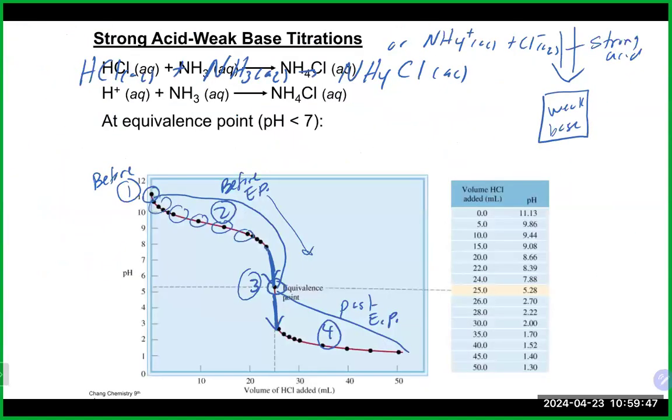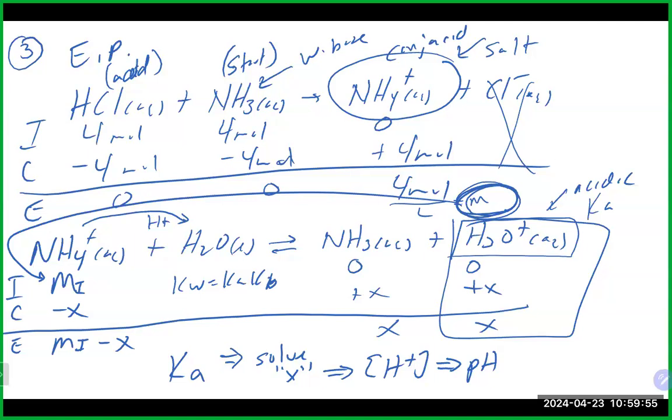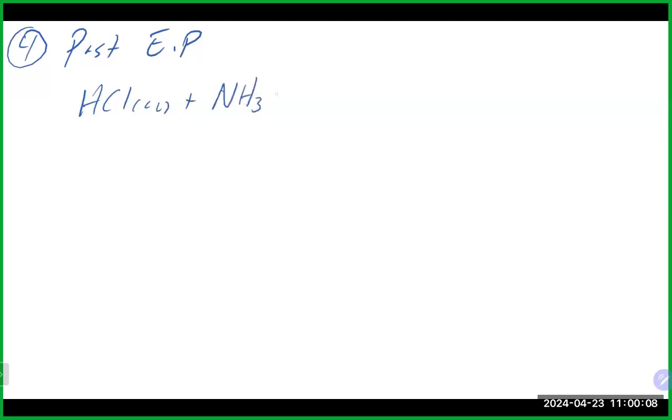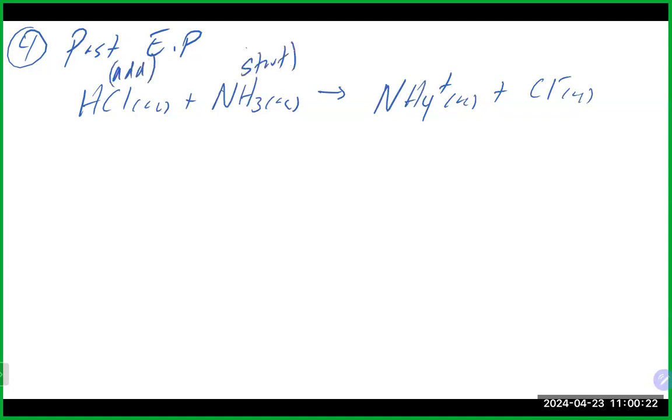That brings us to the fourth part of the titration, which is what happens when you don't stop at the equivalence point. You're just going to keep adding. So let us do this one here. We're going to go past the equivalence point. So once again, we have our reaction. Adding, we are starting. All right, so we've got our 4 moles.